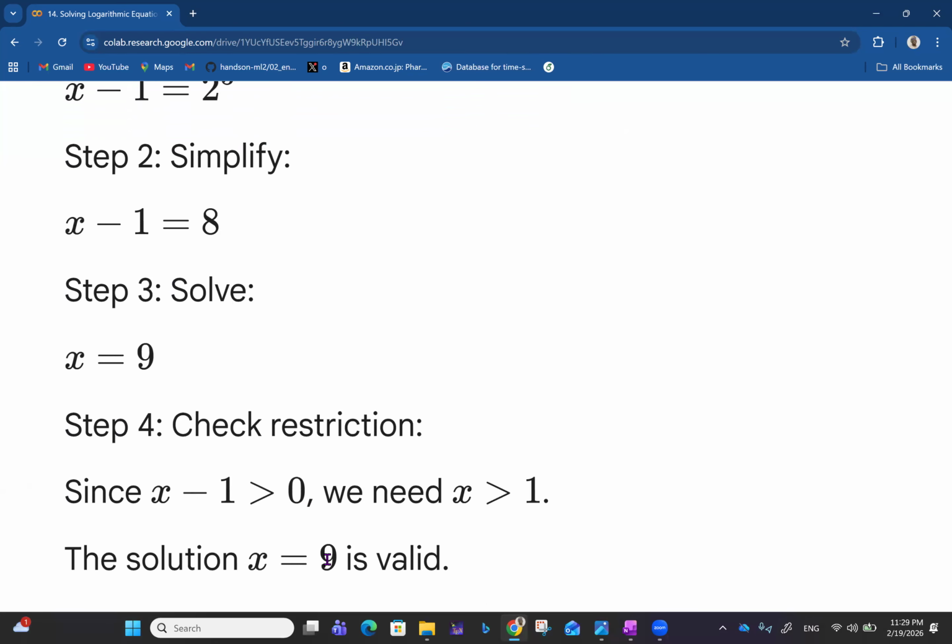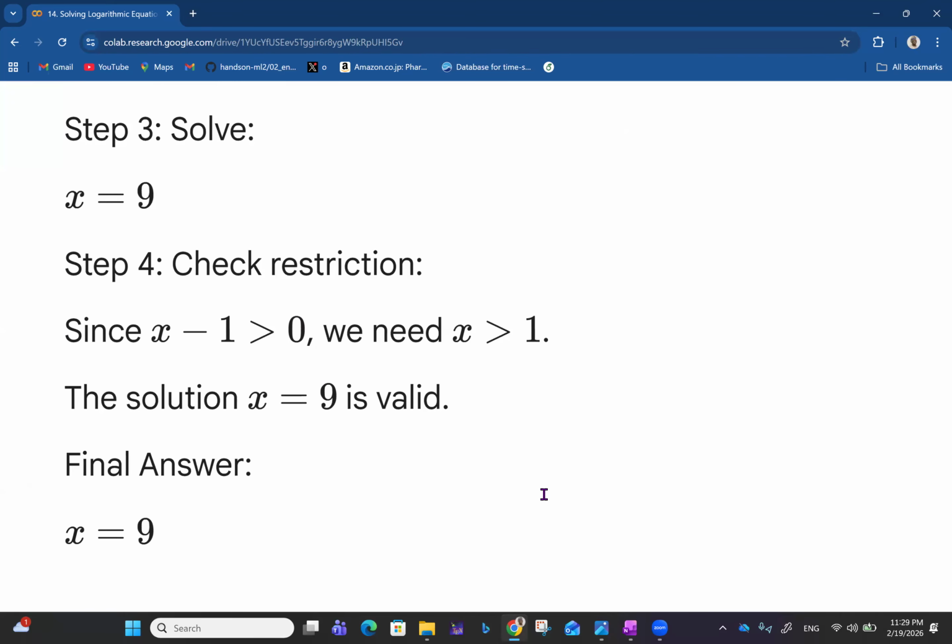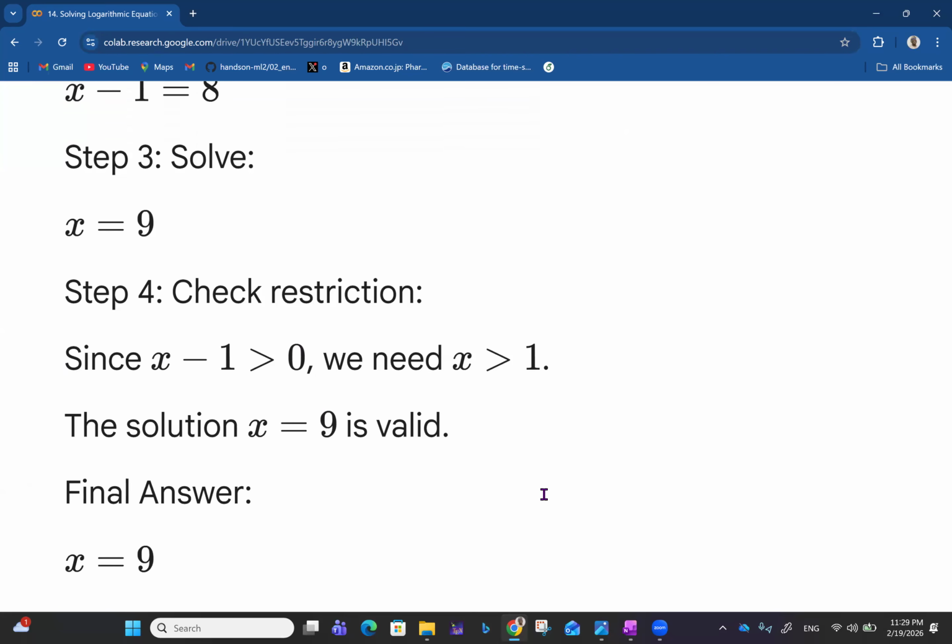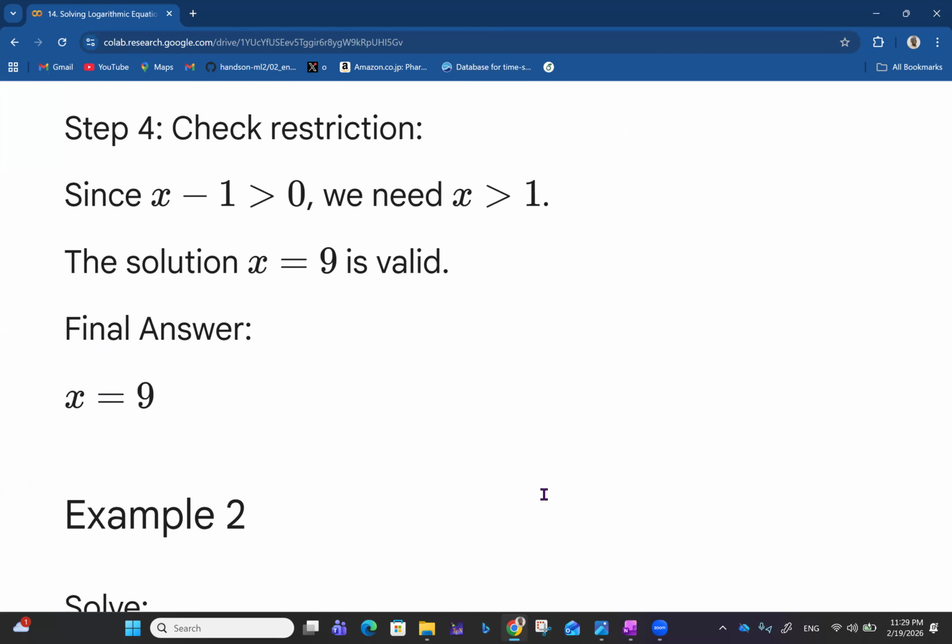So if we had got 1 as our answer, this wouldn't have been valid because x minus 1 has to be greater than 0. That means x greater than 1, and in that case x equals 1 would not be a valid solution, but 9 is valid because it is greater than 1. So the final answer here is equal to 9. So that's the first example right there.